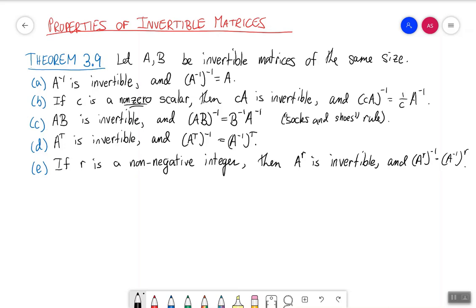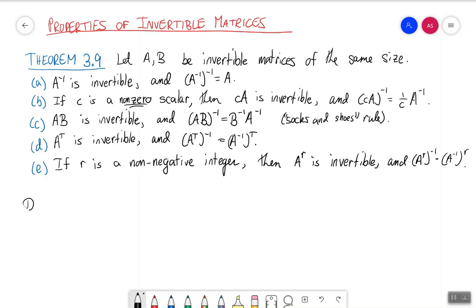I'm not going to go ahead and prove all these. You can look in the book to see the proofs, or you can try to do them yourselves. They're not that difficult. Just as we do with real numbers, we can now make sense, using part E of this theorem, of negative powers of a matrix.